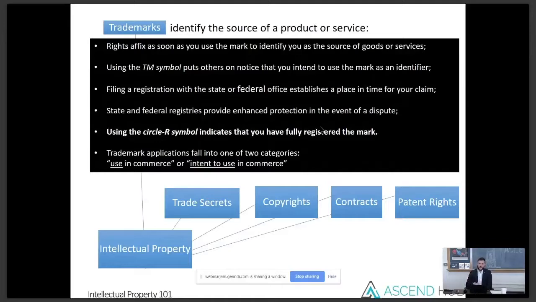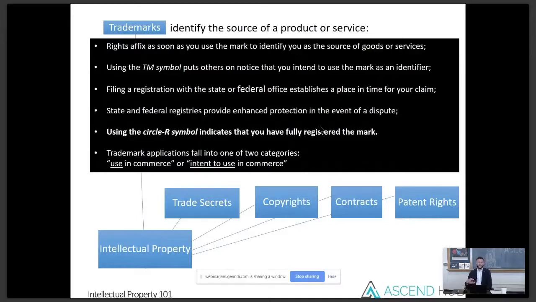Now, we saw a circle R on the other one. You only get to use the circle R once you've fully registered the trademark. And when you do that, you also have enhanced protections and remedies in the event of a dispute or in the event of an infringing party using your mark on services and goods that are not coming from you.